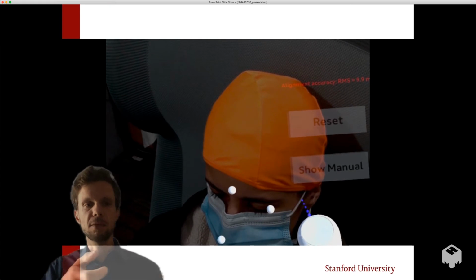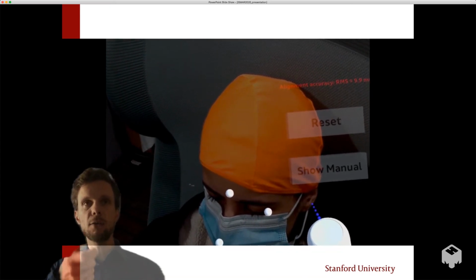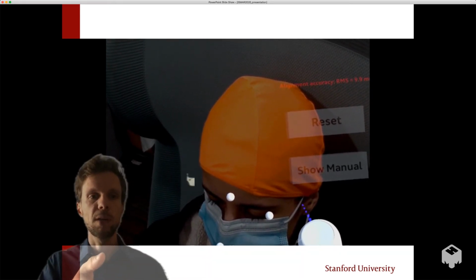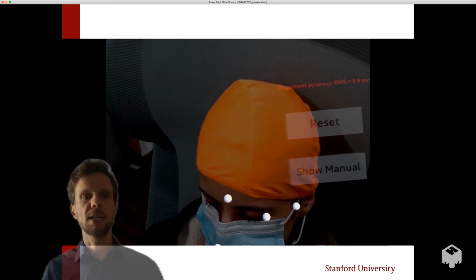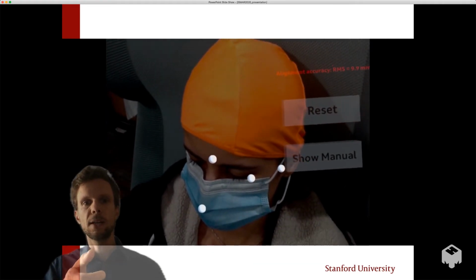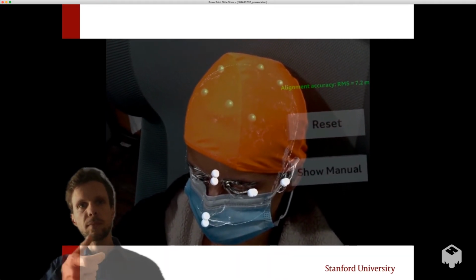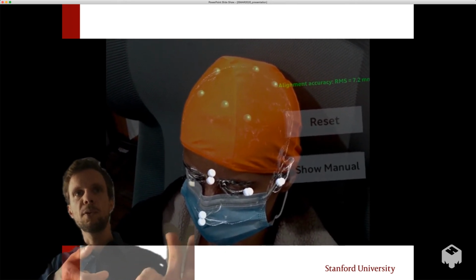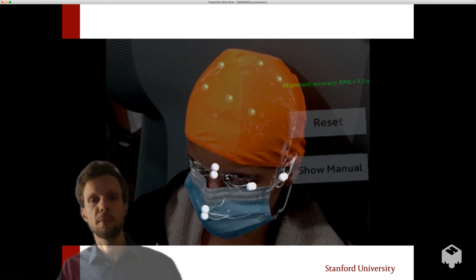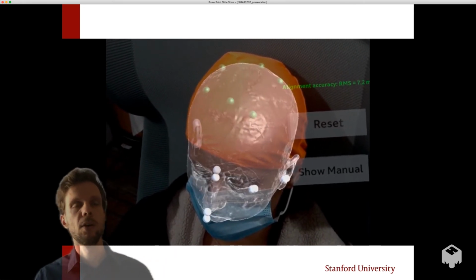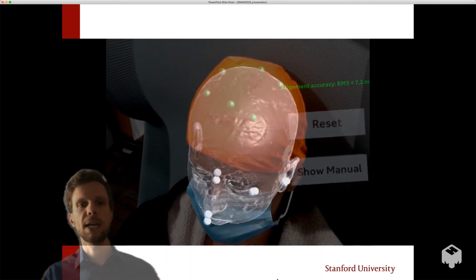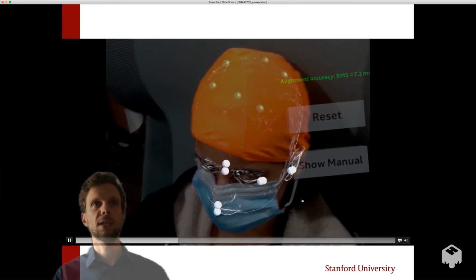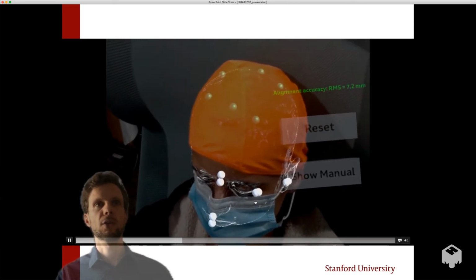The user then places these virtual blue dots, aligns them directly with these anatomical landmarks of the real patient to place fiducials. And it's extremely important that the user places these exactly where he perceives the real anatomical locations. Once our fiducials are placed, the virtual head is registered to the real head. As you can see now, the virtual rendering is shown on top of the real head.